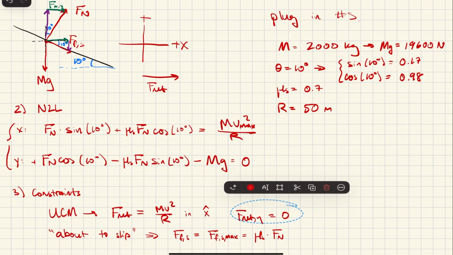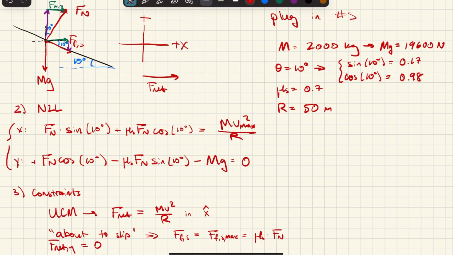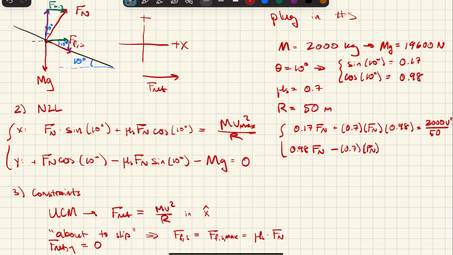So let me grab this and move it over to the bottom. I'll buy myself some more room here. Our new set of equations becomes Fn times sine of 10 degrees, which is 0.17, plus the coefficient of static friction, 0.7, times the normal force, times cosine of 10 degrees, which is 0.98, equals 2,000 kilograms times v squared over 50 meters. And our y direction equation becomes Fn times cosine of 10 degrees, so 0.98 Fn, minus 0.7 times Fn times sine of 10 degrees, which is 0.17, minus 19,600 equals 0. It's a little cramped, huh?